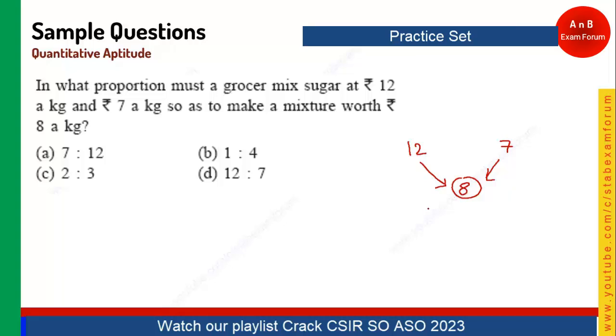As you know, alligation is a very beautiful method. Just extend it. If you subtract, what will you get? 12 minus 8 is 4 and 8 minus 7 is 1. So your answer is 1:4. In 1:4 they should be mixed to get this 8 rupees per kg sugar.